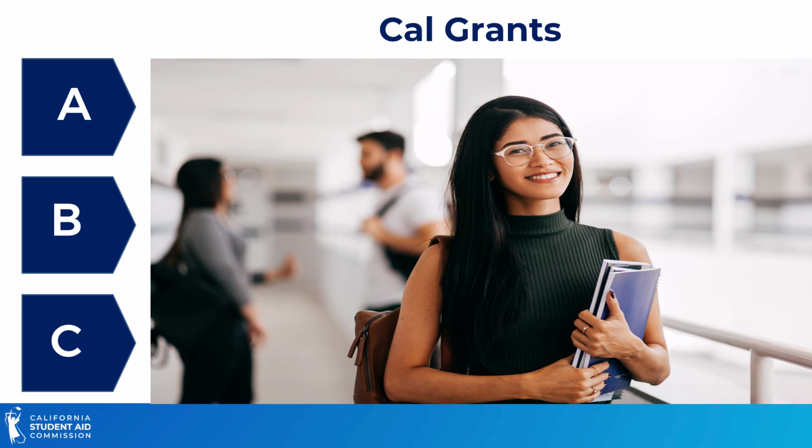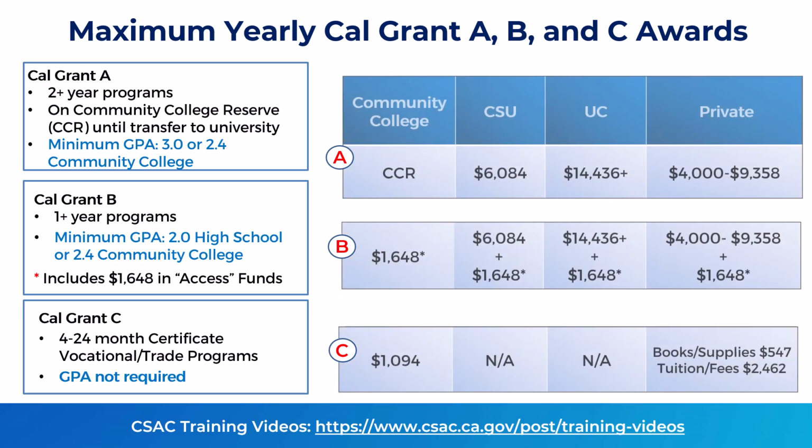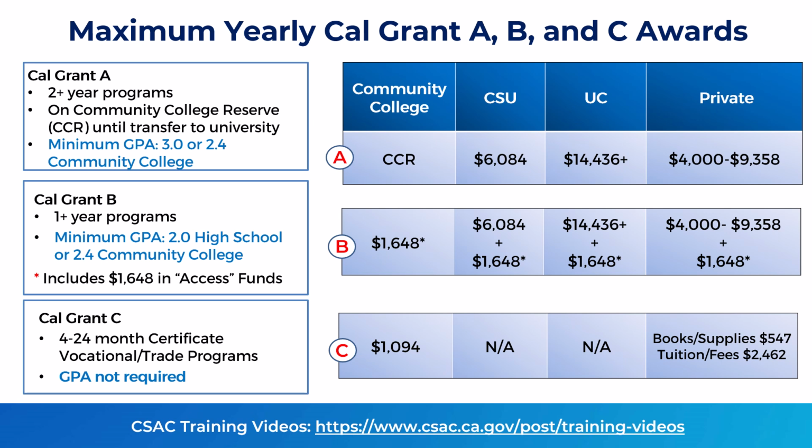Now that I've given you a quick overview of the Cal Grant programs, let's dive into Cal Grants A, B, and C. Now there are 3 basic Cal Grants. Here are the maximum award amounts for each Cal Grant depending on which school segment the student attends and which type of Cal Grant they are eligible for. Since Cal Grant award amounts are specific to the college segment, every student at any UC with a Cal Grant A, for example, receives the same Cal Grant award amount of $14,436.